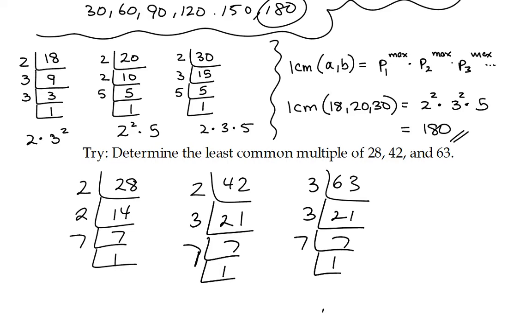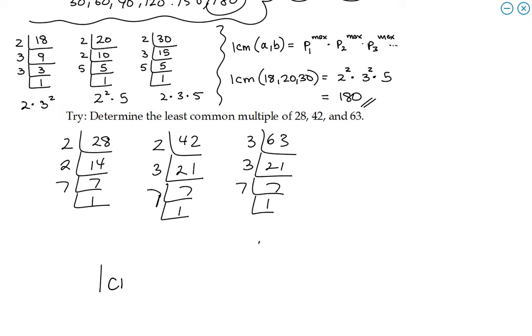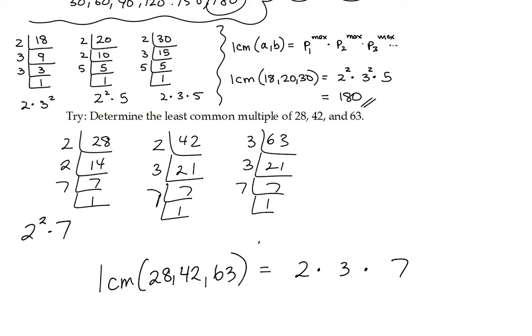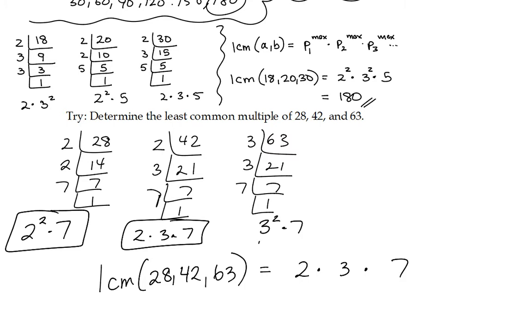Now you could just scan. What are the primes that we have available to us? 2, 3, and 7, right? So just jot those down. 2, 3, and 7. Now you just have to put the maximum power that occurs for each one. For the first one, what do you get? 2 squared times 7. And the second one is just 2 times 3 times 7. And the last one is just 3 squared times 7.